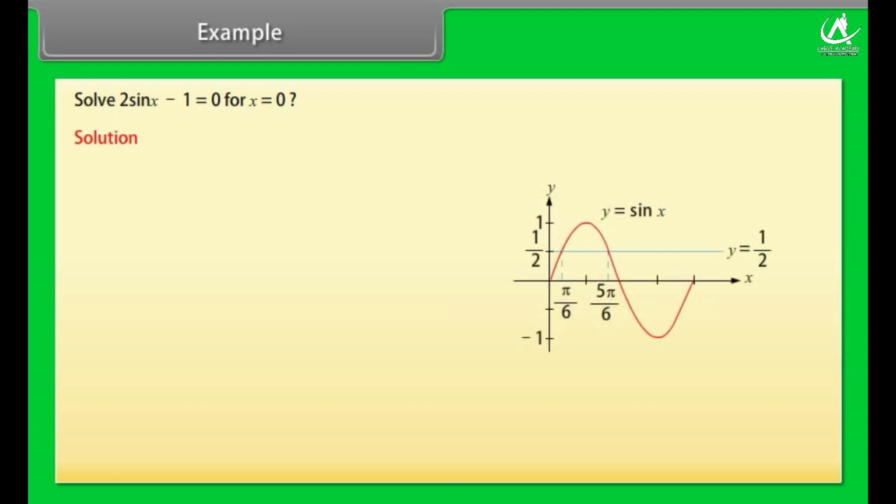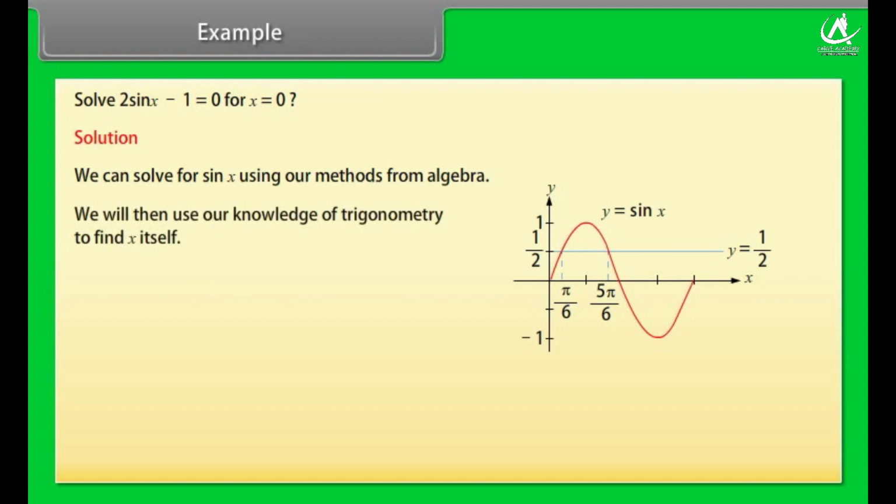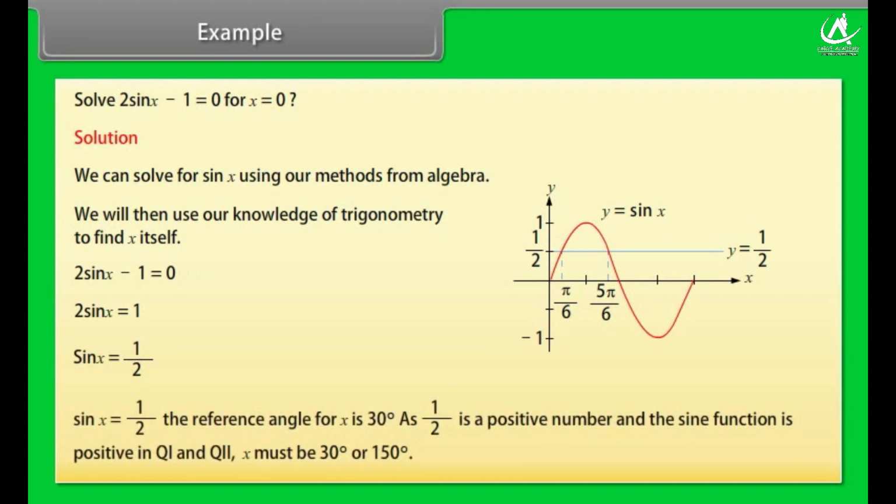Example: solve 2 sin x minus 1 is equal to 0. Solution: we can solve for sin x using our methods from algebra. We will then use our knowledge of trigonometry to find x itself. 2 sin x minus 1 is equal to 0. 2 sin x is equal to 1. Sin x is equal to 1 by 2. The reference angle for x is 30 degrees, as 1 by 2 is a positive number and the sine function is positive in quadrant 1 and quadrant 2. x must be 30 or 150 degrees.